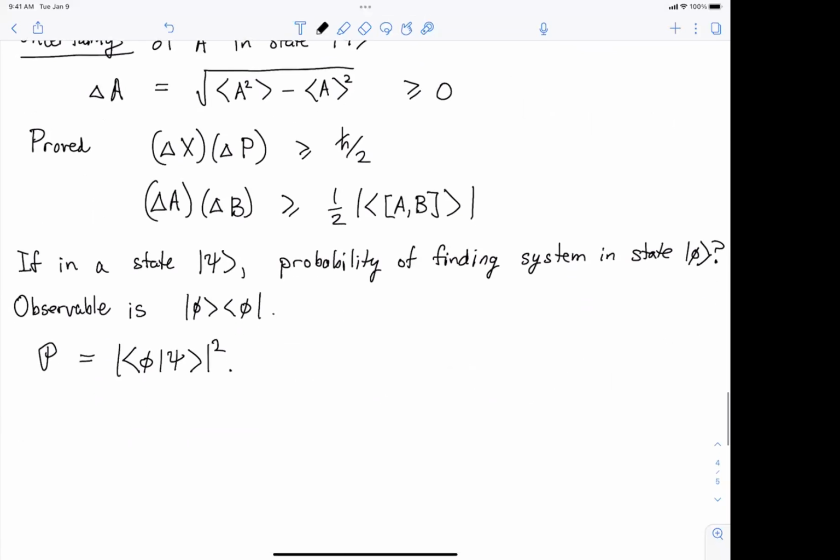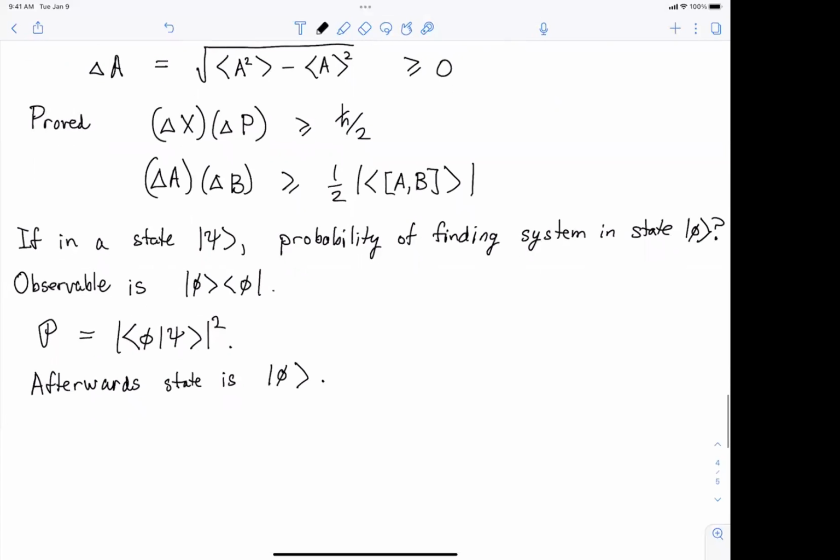Okay, another thing that the postulates of quantum mechanics tell you is that afterwards, after you made the measurement, if you indeed found that you were in the state phi, then the state is phi, because you measured it to be there. So the key thing to remember about this is that measurements change the state. The state changed by making the measurement.